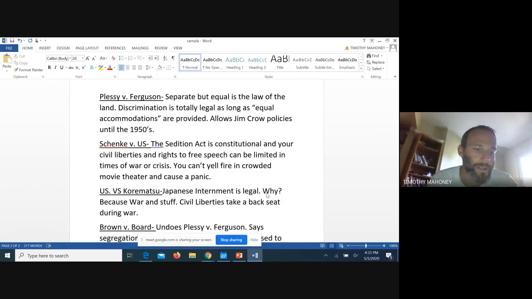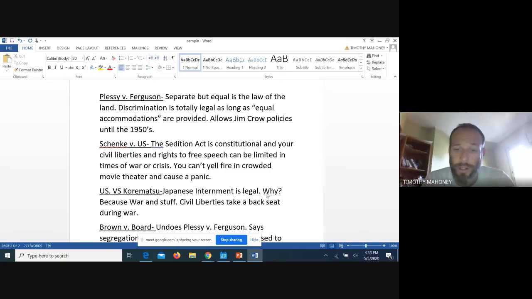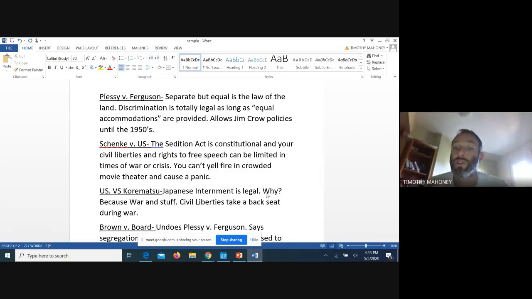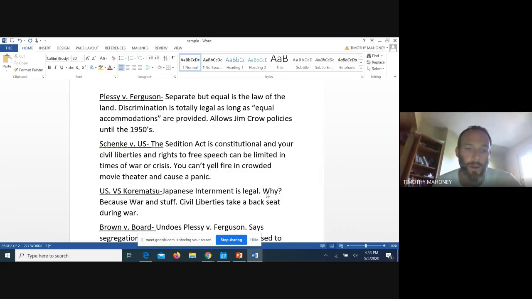It's important to remember, guys, these are American citizens of Japanese descent. These are people born in the United States. We're not talking about Japanese immigrants who have come here. We're talking about their children that are born in this country. Those are the people that we're talking about being locked up. If you're not an American citizen, you have different rights. These are American citizens that are interned, and that's why that's so problematic. But it's legit, according to the courts.